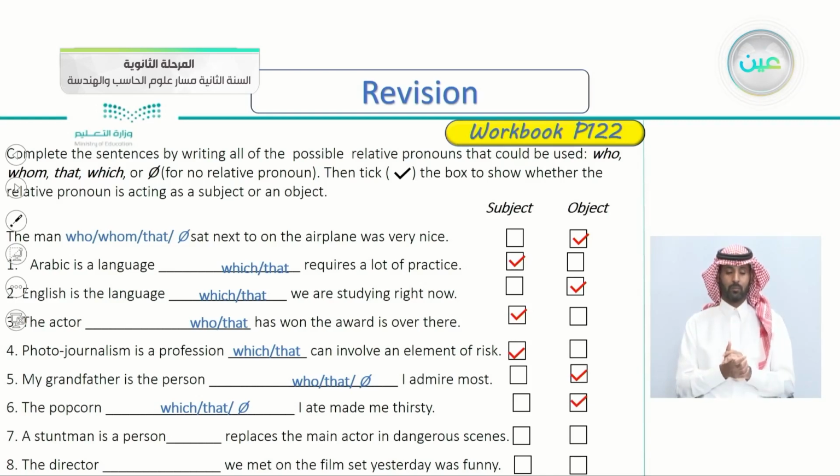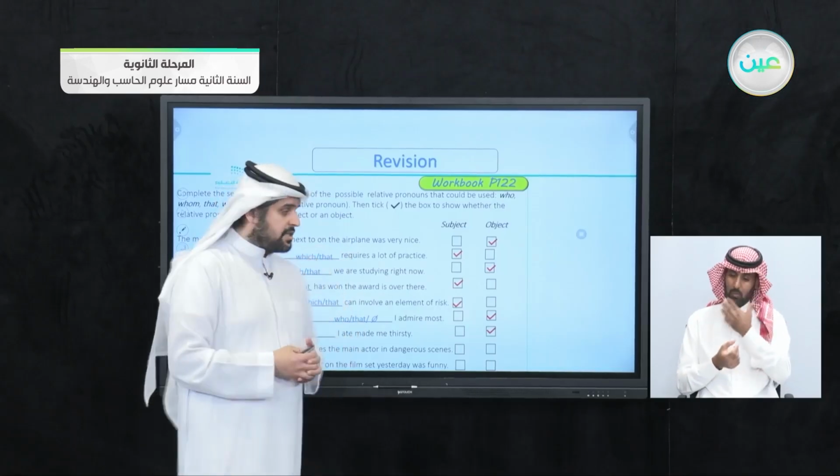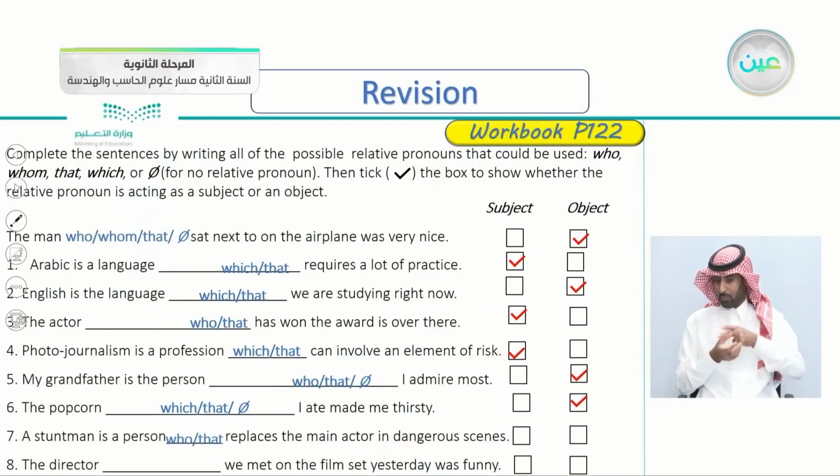Number seven, a stuntman is a person replaces the main actor in dangerous scenes. So we know the stuntman, the person who takes the place of the actor who looks like him in dangerous scenes. So, yes, who or that replaces the main actor.